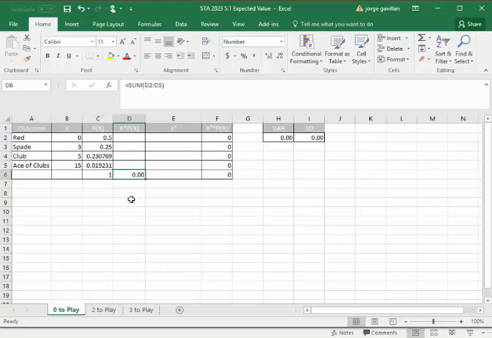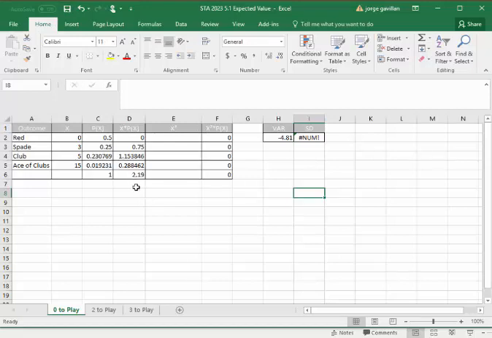Now, this sum down here will be our mean or expected value. So if we were to play this game, what is the expected winnings? The first thing that we're going to do is x times p of x. And then I'm just going to drag this so I don't have to do it multiple times. And I get an expected value of $2.19.